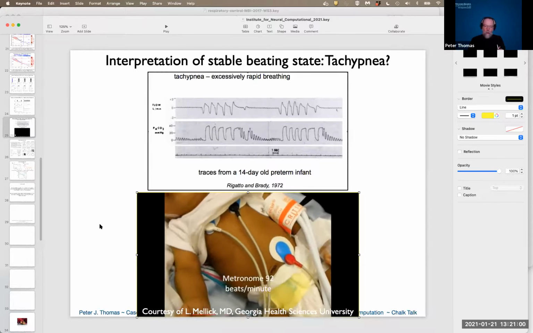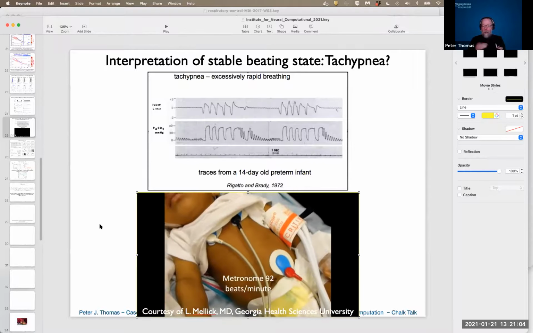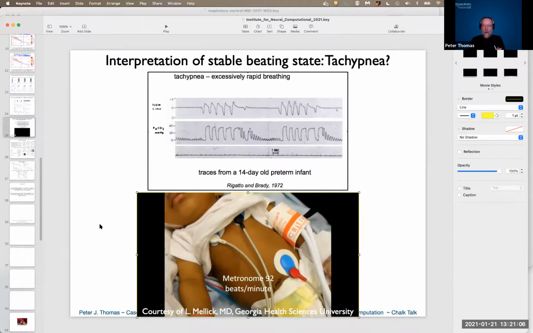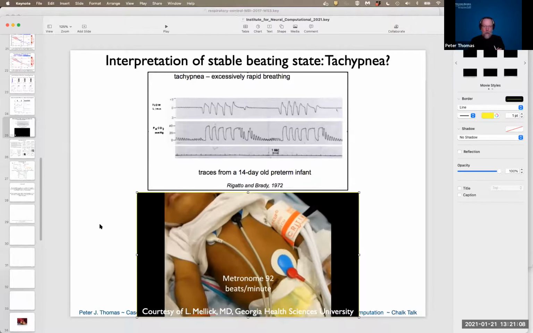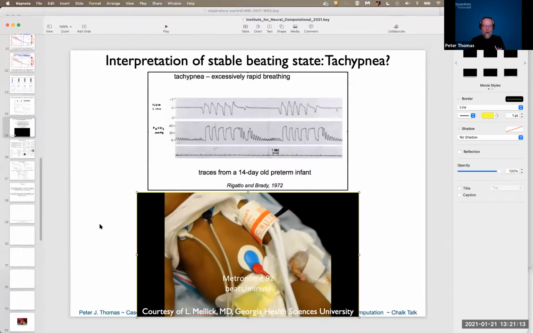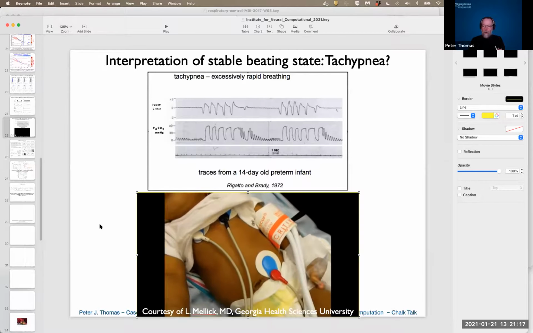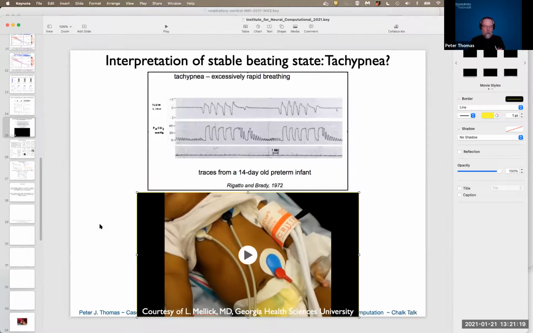So this is not really what's happening in our model. In our model, the spikes are happening much faster than this. And this infant is getting enough gas exchange that they're still alive. But, like tachycardia, which is an excessively rapid heartbeat, tachypnea is excessively rapid breathing.